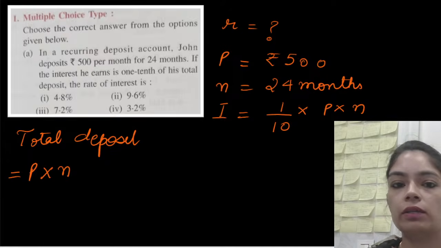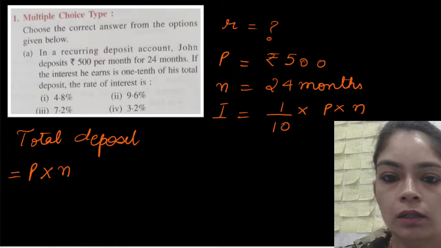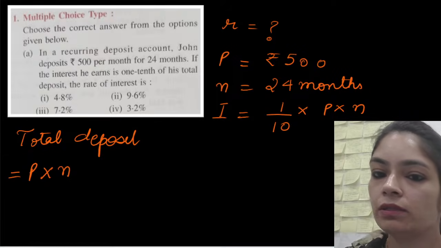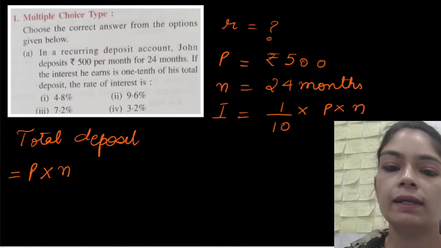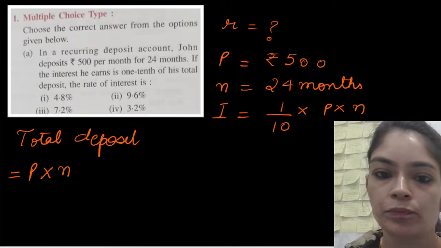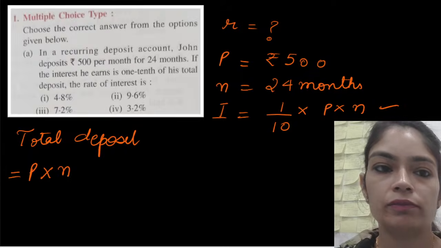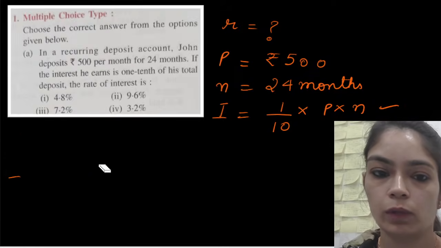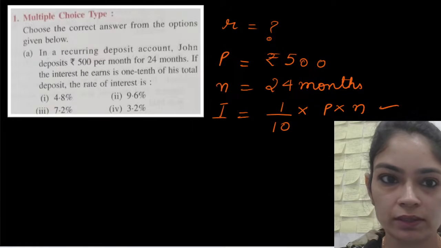So whenever we are doing questions, the first thing which you have to understand, what is given to us and what we have to find here. See, if anyone has any doubts, you can just tell me in between. So given things I have already written here, principal is given, time period is given to us, and interest is given to us. Interest is 1/10 of total deposit, and total deposit I have told you it is P into N. So since interest is given to us, we will use interest formula and we'll find the value of R here. So what is the formula of interest? You can post your comments in the comment section. So what's the formula of interest?